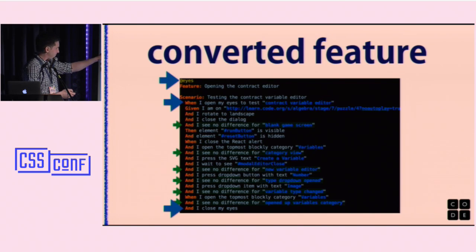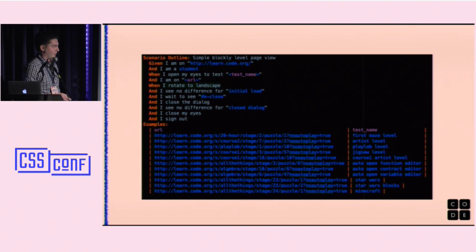So here's an example of one of our features that was converted to an eyes feature. We mark it as eyes to make the stuff available to run that. Then I say, when I open my eyes to test this thing, go to the thing, still click around, we're still using Selenium commands. And then at some point I say, and I see no difference for blank game screen, and it takes a screenshot at that point and gets it ready for our review. The other thing that's cool is Cucumber has scenario outlines, where you can write a table of URLs and it'll run the same steps for all of them.